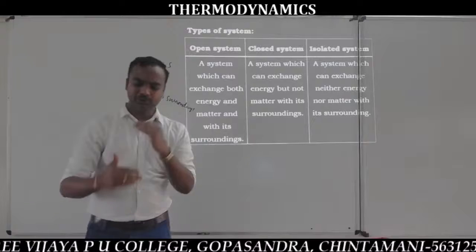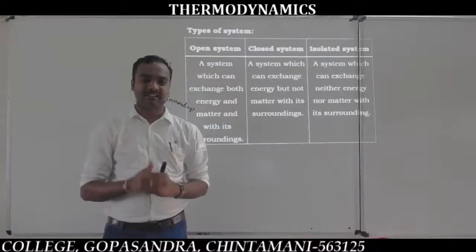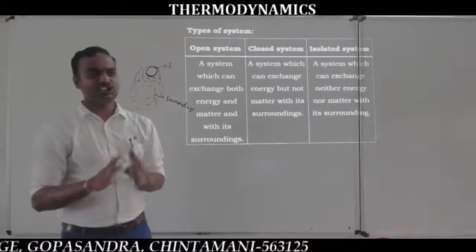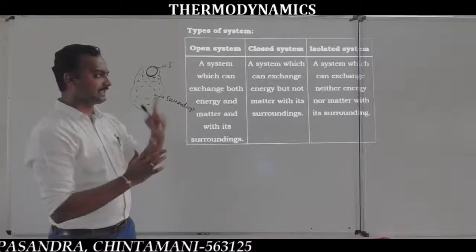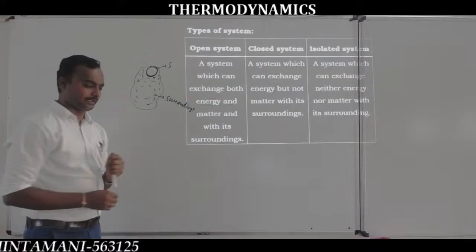For example, both energy and matter, that is an open system. Only energy can exchange, that is a closed system. No energy and no matter can exchange with the surroundings, that is called an isolated system. So these are the types of system.